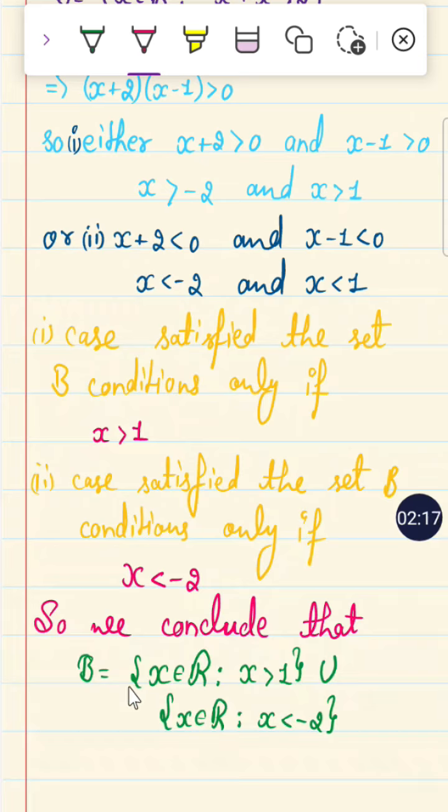We have to find B. What is x in between this? So x is in R such that x is greater than 1, and the union of x in R such that x is less than -2. That is the set.